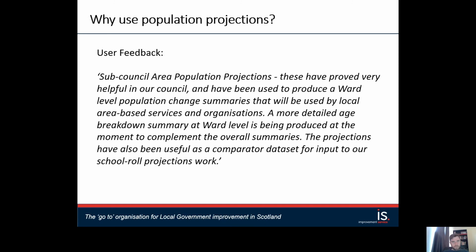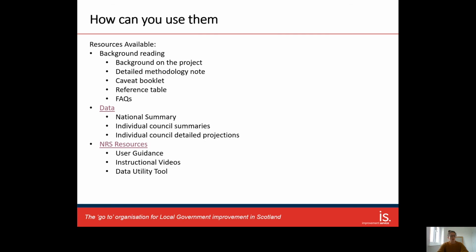And just to highlight, some local authorities are using these projections now. So this is some user feedback we've had from a specific local authority about how they're going to use the population projections that the Improvement Service has produced. I'm not going to read through all of this, but the idea is that they are going to share it with local area-based services and organisations, and also use it as a comparator data set for their school roll projections work. So it's just to highlight that services do use this. They need to understand what their populations might look like in the future and think about how they're going to deliver services going forward.